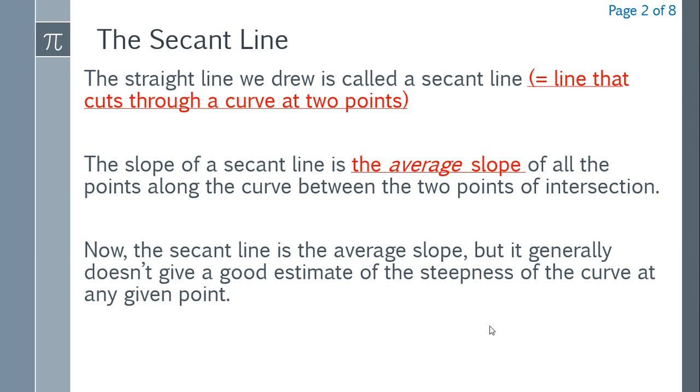Now, we're going to talk about something called the secant line. The straight line we drew is called a secant line. It's a line that cuts through a curve at 2 points. The slope of a secant line is the average slope of all the points along the curve between the 2 points of intersection. Now, the secant line is the average slope, but it generally doesn't give a good estimate of the steepness of the curve at any given point.